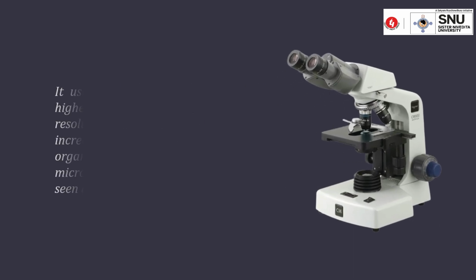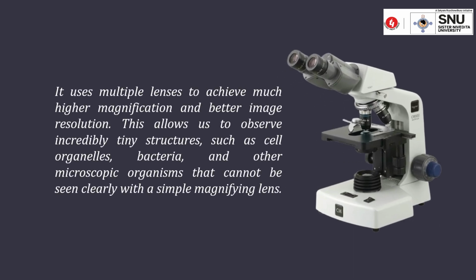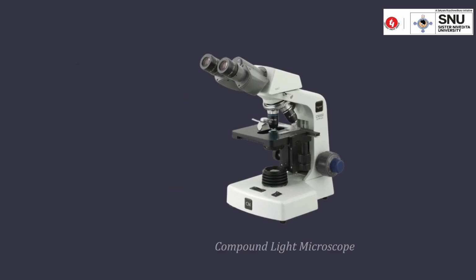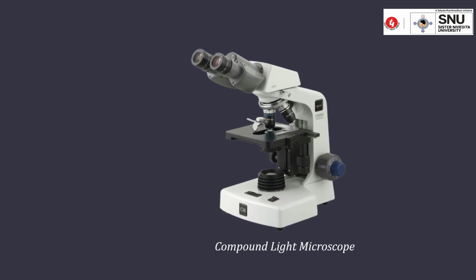A compound light microscope uses multiple lenses to achieve much higher magnification and better image resolution. This allows us to observe incredibly tiny structures such as cell organelles, bacteria, and other microscopic organisms that cannot be seen clearly with a simple magnifying lens. That's why a compound light microscope is preferred over a simple light microscope for studying histological slides. Before we move on to examining histological slides, let's first become familiar with the compound light microscope.